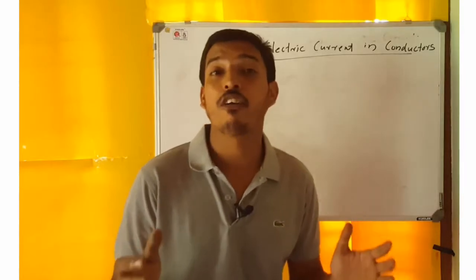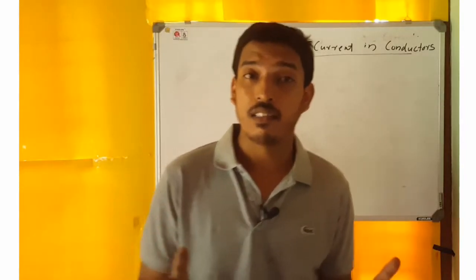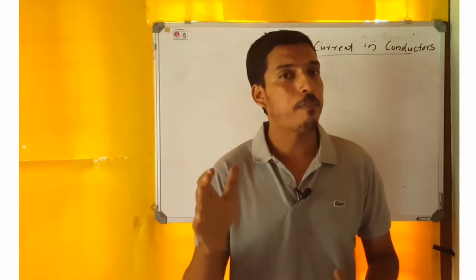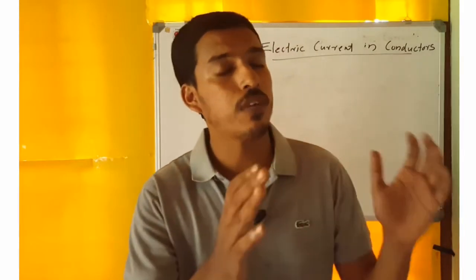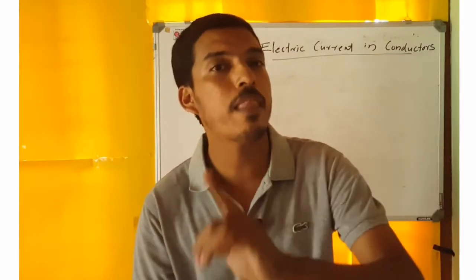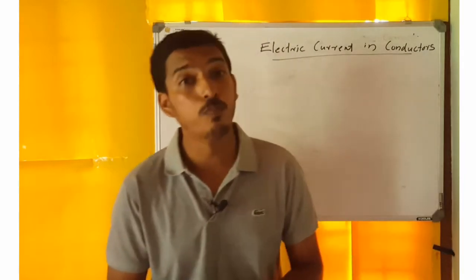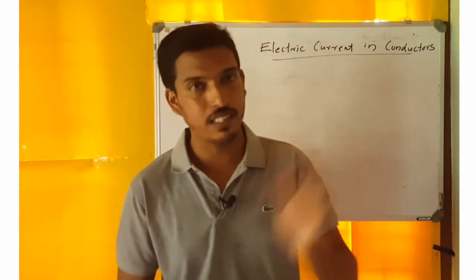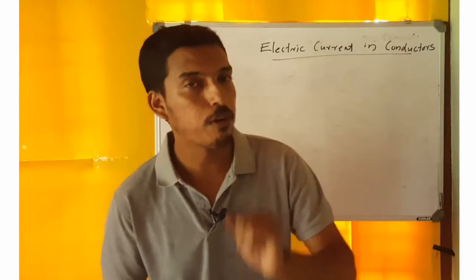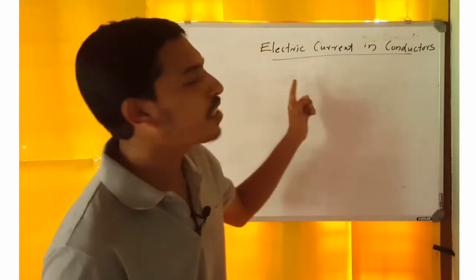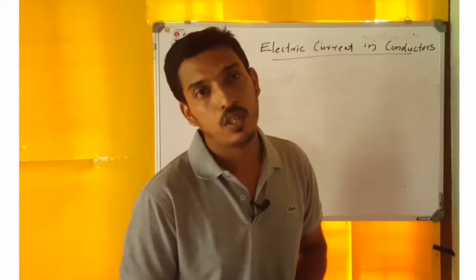So what is the property of a conductor? In the conductor, you can see some free electrons are there. Even if we apply an electric field on it, these electrons will experience a force and they will start to move, and it will contribute electric current. So that is the peculiar property of conductors. So in this topic, we are discussing the electric current in conductors.